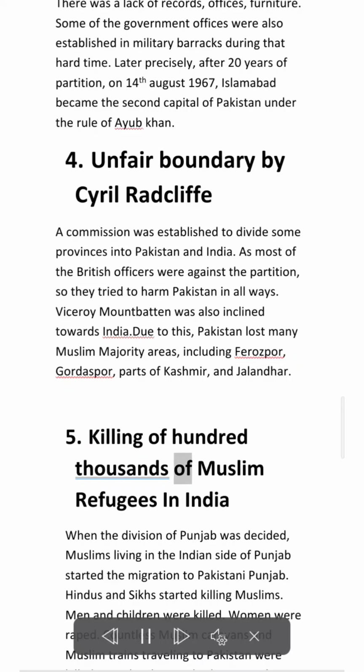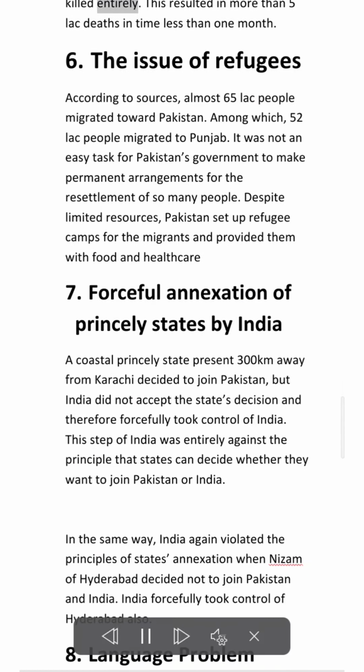Killing of hundreds of thousands of Muslim refugees in India. When the division of Punjab was decided, Muslims living on the Indian side of Punjab started migrating to Pakistani Punjab. Hindus and Sikhs started killing Muslims. Men and children were killed. Women were raped. Countless Muslim caravans and Muslim trains traveling to Pakistan were killed entirely. This resulted in more than 5 lakh deaths in less than 1 month.